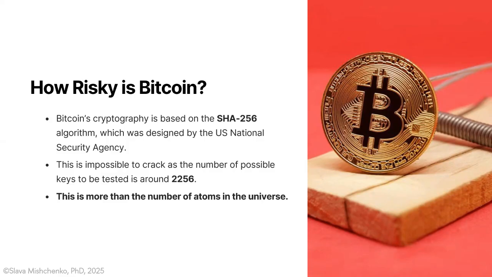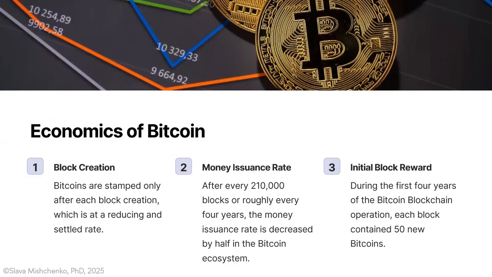Never. And this is why I can confidently say that when we are talking about the cryptographic security of Bitcoin itself, the risks are virtually non-existent. Of course, there are other types of risks associated with Bitcoin, but the underlying cryptographic technology is practically unbreakable with our current computing capabilities, at least. Well, now let me walk you through the economic model that makes Bitcoin truly unique.